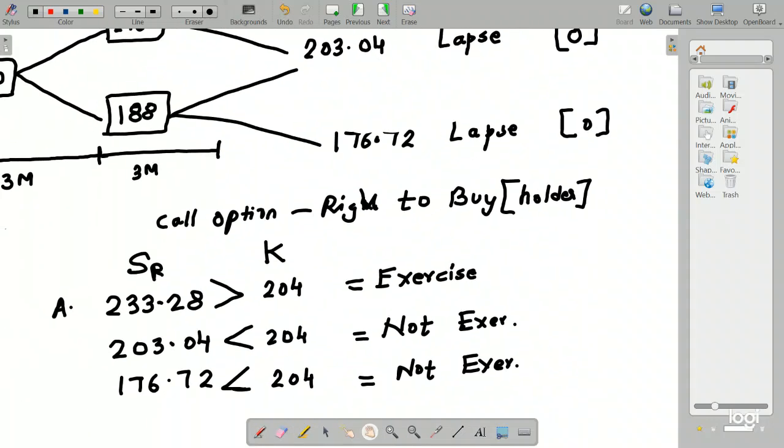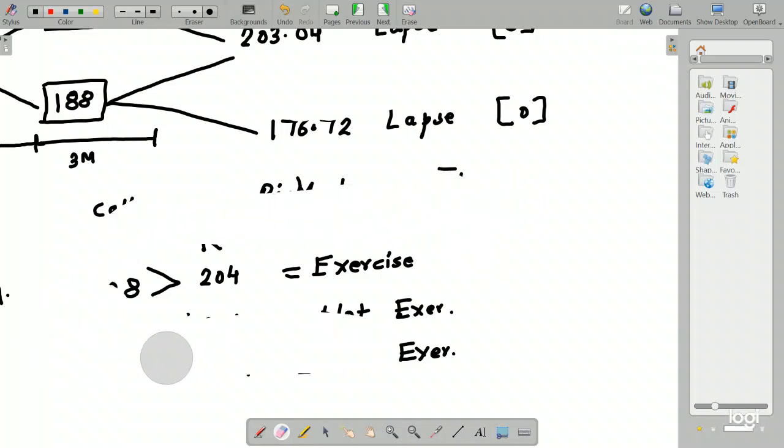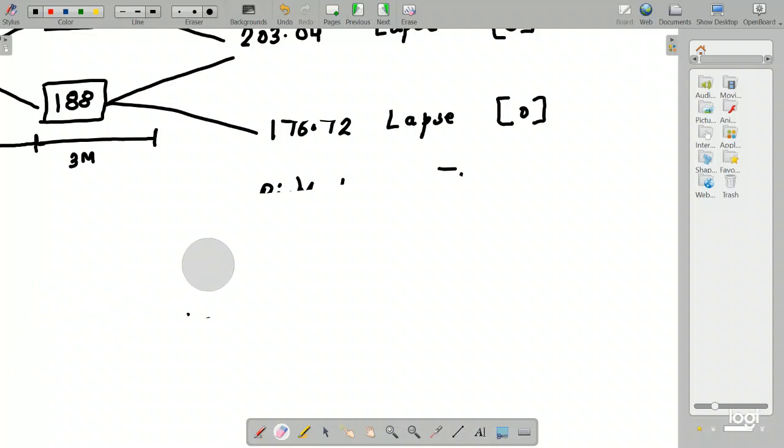So allow me to just delete some of the unwanted information. I'm going to just delete this one in this area because I just need some space to write. Okay, so this is done.